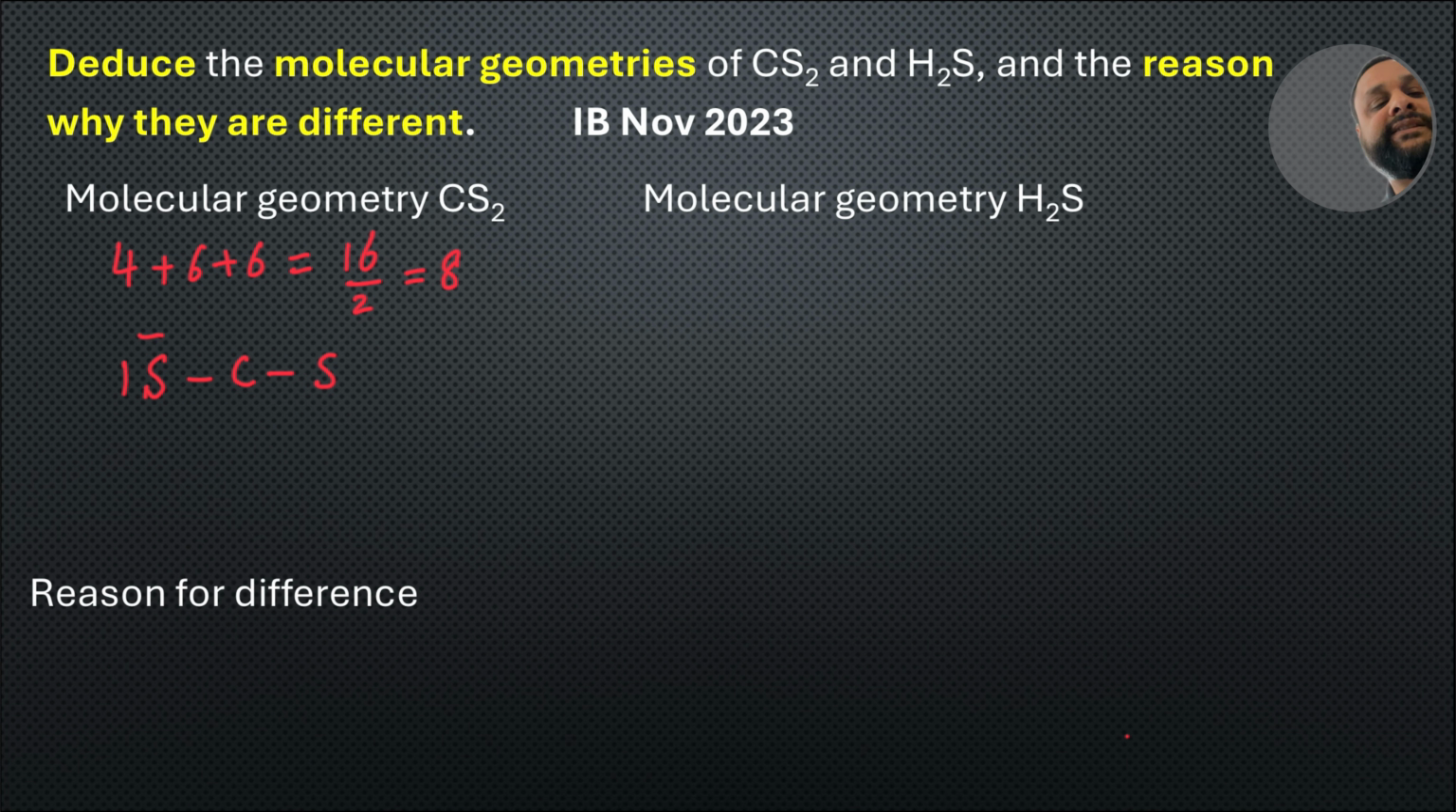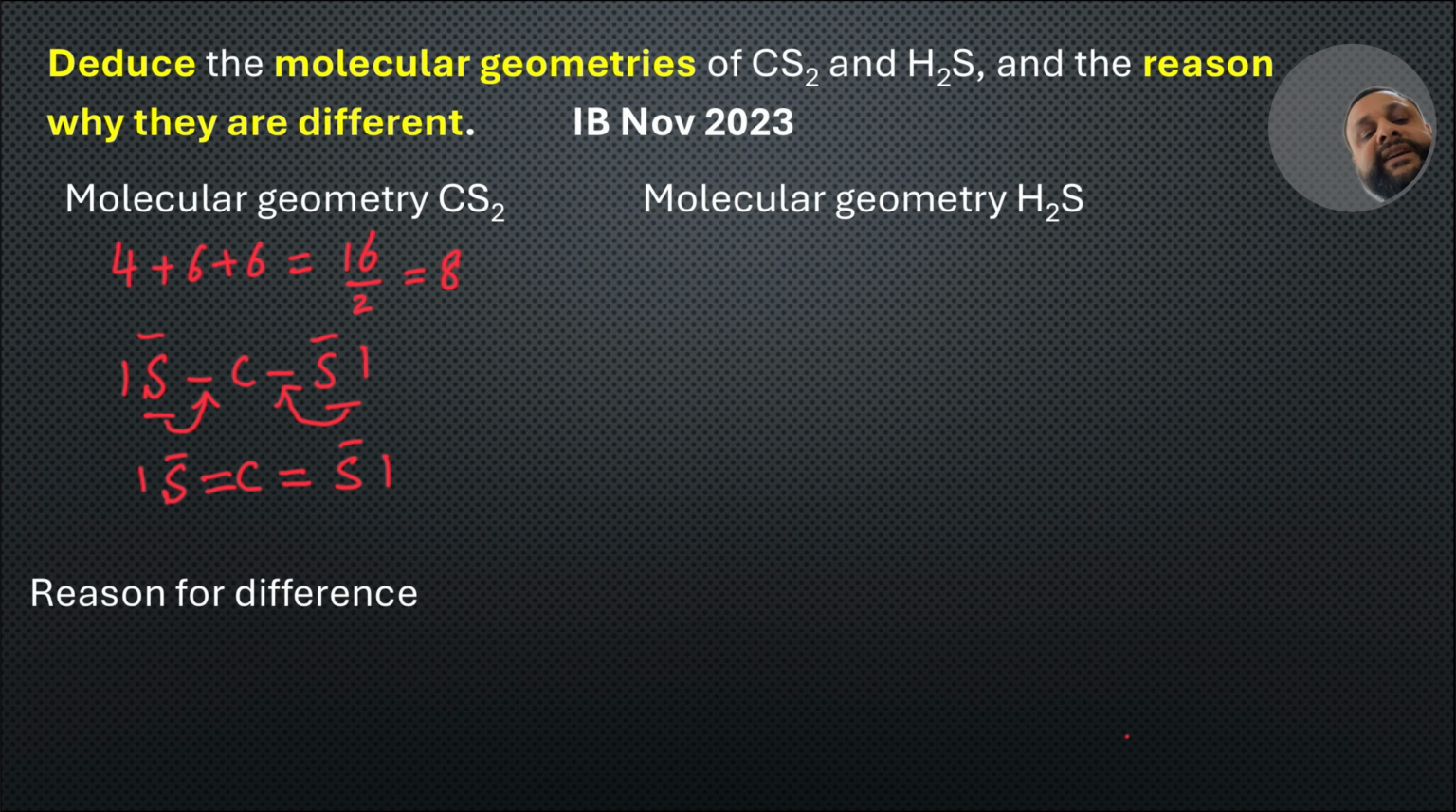So 2, 4, 6, 8, 2, 4, 6, 8. I should have 8 pairs. So let's count 1, 2, 3, 4, 5, 6, 7, 8. So I have utilized all 8 pairs. If we look at the central atom, there are only 2 pairs around carbon. So carbon still needs more electrons to follow the octet rule. So what we need to do is create the double bond, shifting a pair from each sulfur. So we now have C double bond S with 2 lone pairs here, C double bond S with 2 lone pairs here.